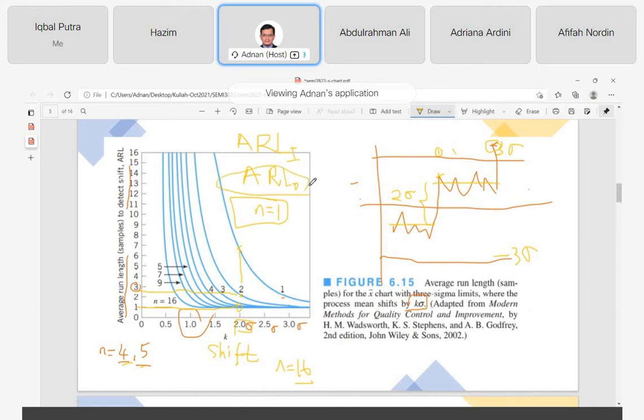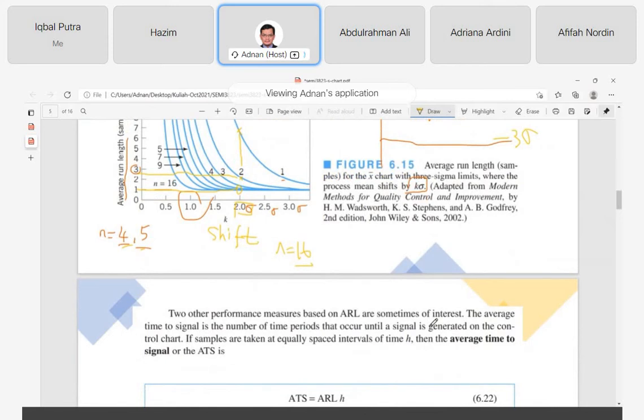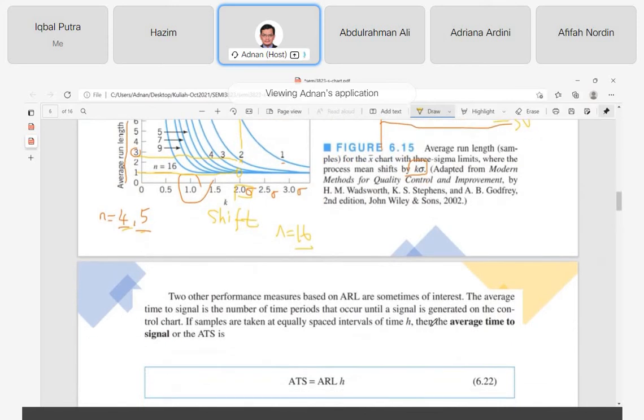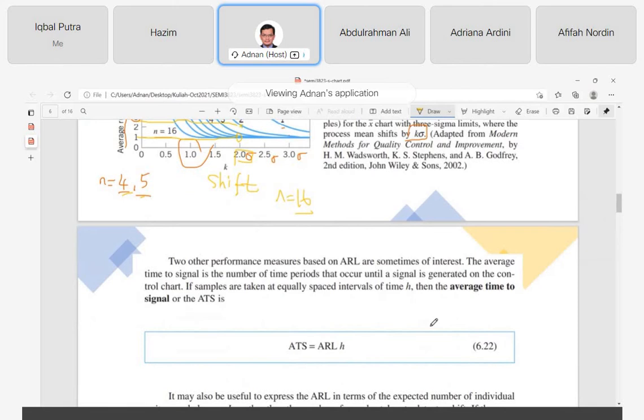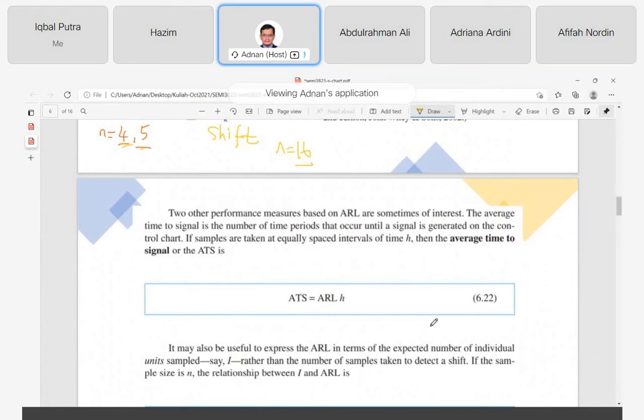That one we already say is 370. The process is stable. But when the process is unstable, it depends on the instability. How much is unstable? Is it 0.5 sigma, 1.0 sigma, 1.3 sigma, and so on? I hope you get the idea of how we can evaluate the performance of a control chart. It's good to have more samples taken, but more samples taken is costly, because every time we take a sample we do testing on it. That's why some people try to use a small sample size.